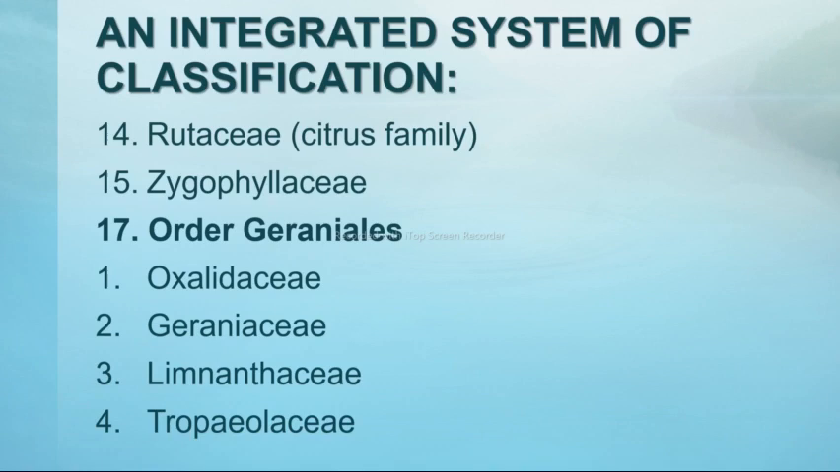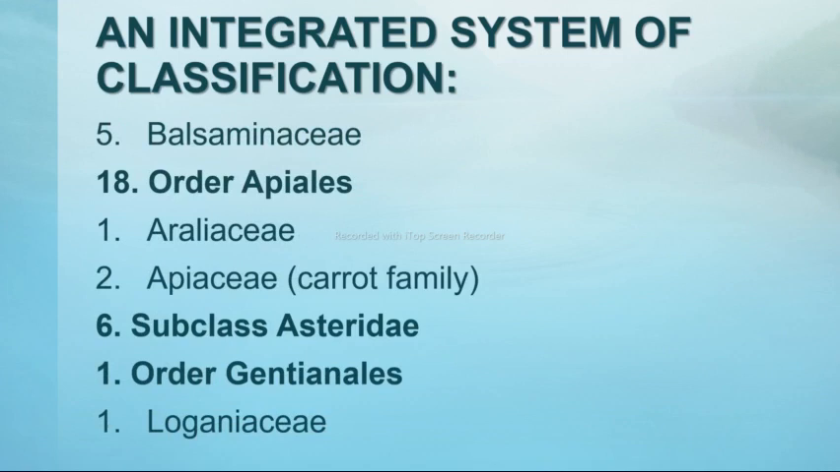Next order is Geraniales, which is the 17th order, and it includes Oxalidaceae, Geraniaceae, Limnanthaceae, and Tropaeolaceae. And the next is Balsaminaceae. 18th order is the Apiales. It includes the Araliaceae and Apiaceae, which is the carrot family.